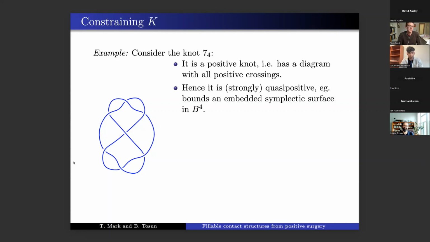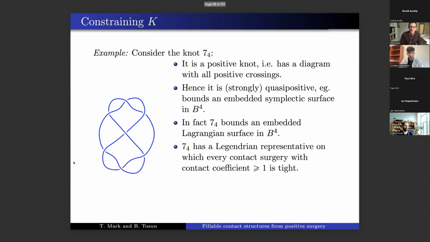That means, for example, it's strongly quasi-positive, which tells you that it bounds an embedded symplectic surface in the four-ball. Again, we'll come back to quasi-positive a little bit if that's not something you're familiar with. Anyway, it bounds an embedded symplectic surface. In fact, it bounds a Lagrangian surface. This is something that people have constructed explicitly in the four-ball. Moreover, it has the property that you can find a Legendrian representative such that more or less every positive contact surgery is tight, has non-zero contact class, for example.